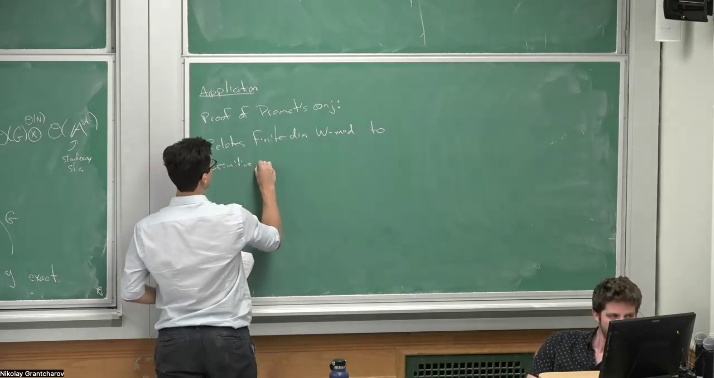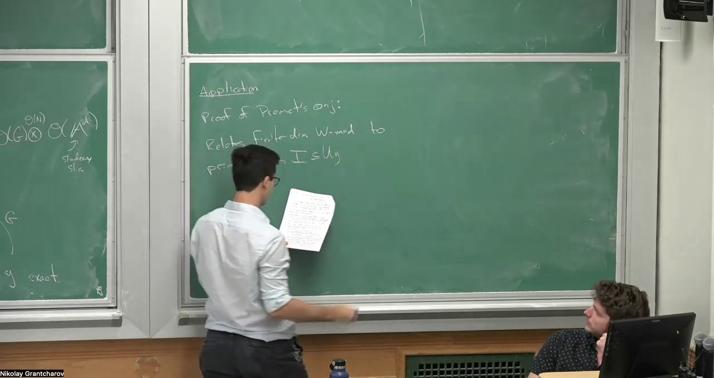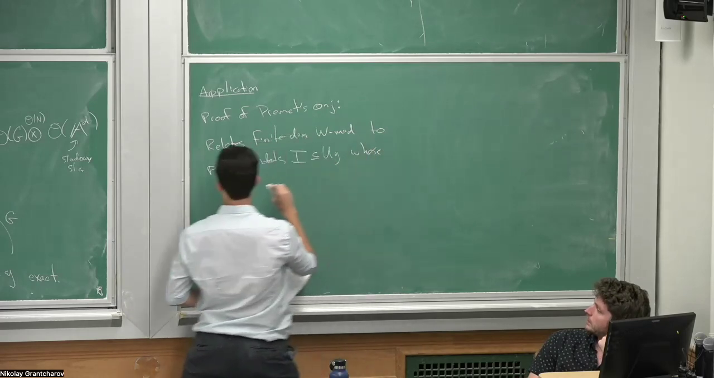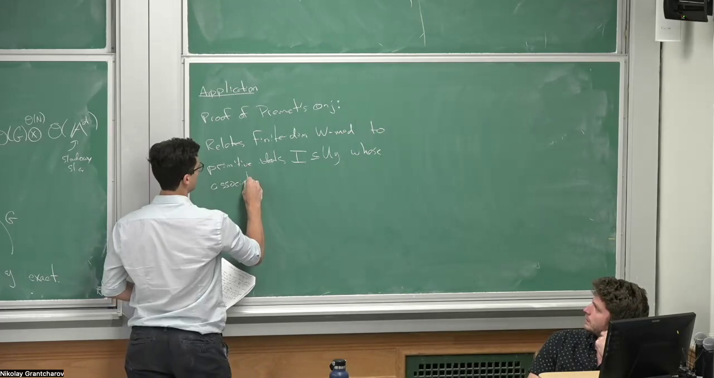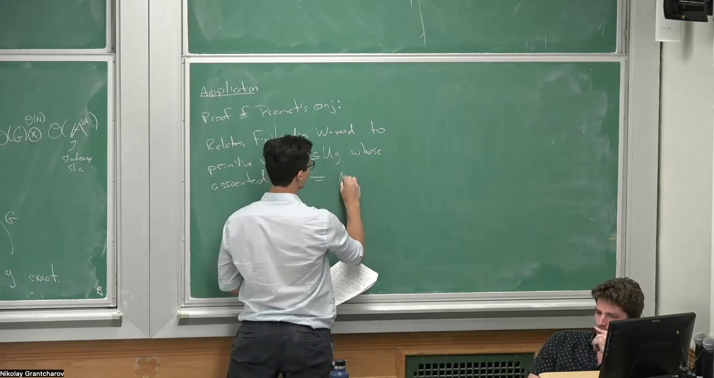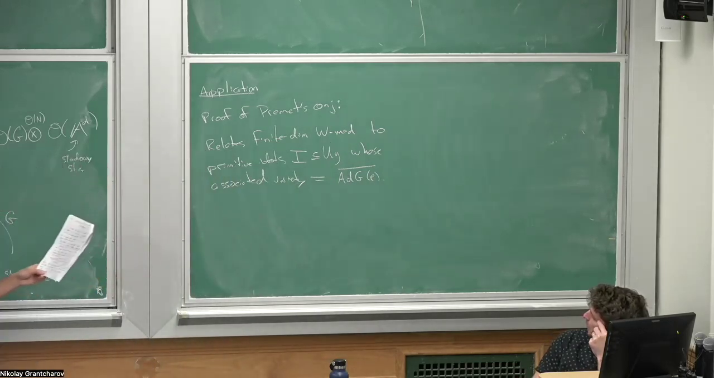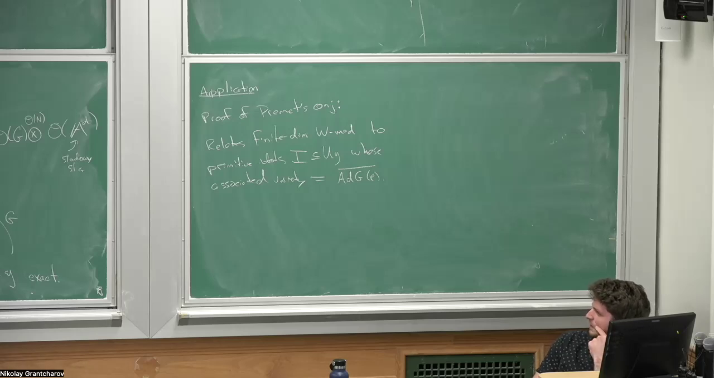primitive ideals I inside UG whose associated variety is the closure of the orbit. Losev gave a completely independent proof of this using what he calls quantum slices, which involves looking at formal neighborhoods.